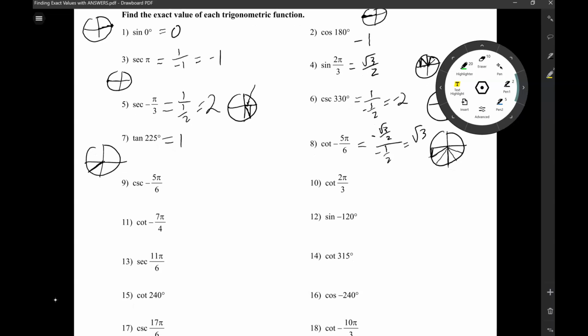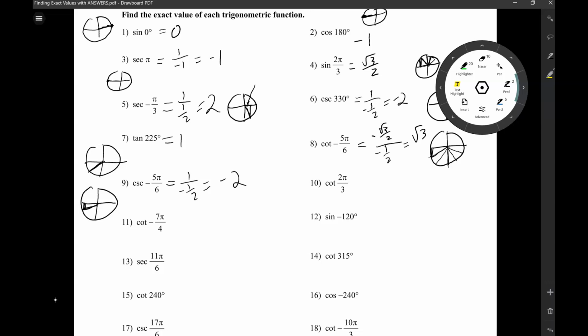Cosecant of -5 pi over 6. So that would be -5 pi over 6. We already did that once. That's over here, right? So just like this one over here. And we already said that sine was -1/2 because it's that little short piece going downwards there. So since it's cosecant, that'd be 1 over -1/2, which would just be -2.